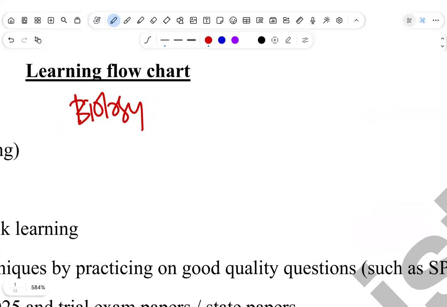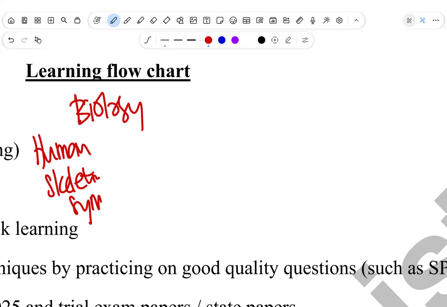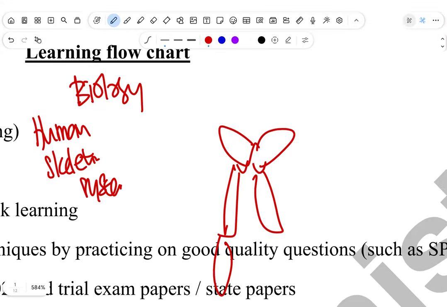For example, in biology, I'm not sure whether you still learn the same thing or not. We used to learn about the human skeletal system. So let's say you study the human skeletal system. You can draw a simple picture like this.